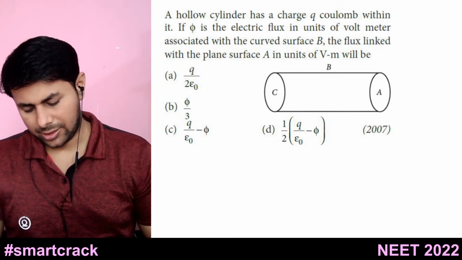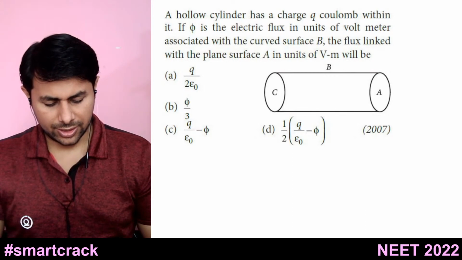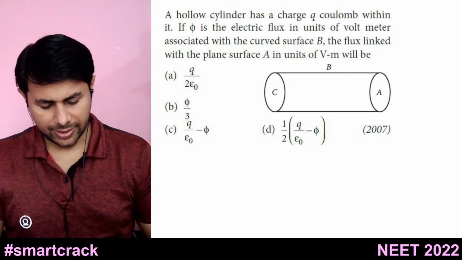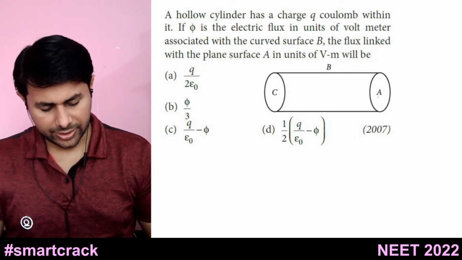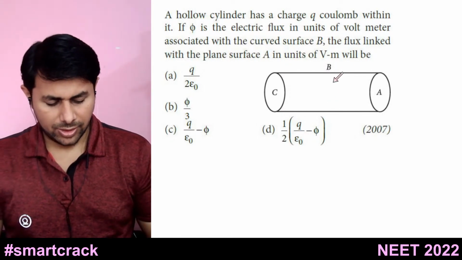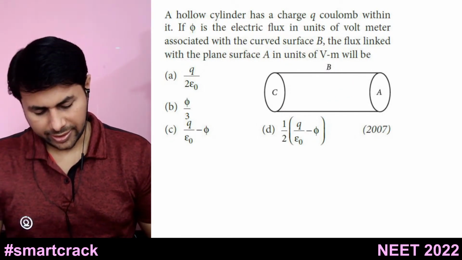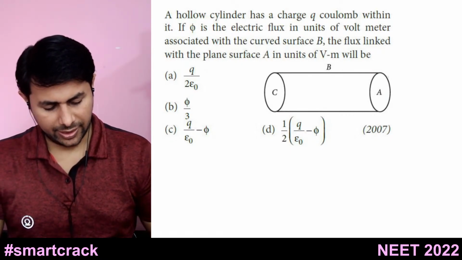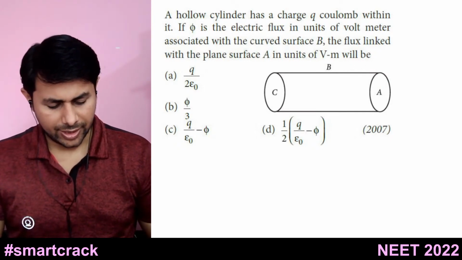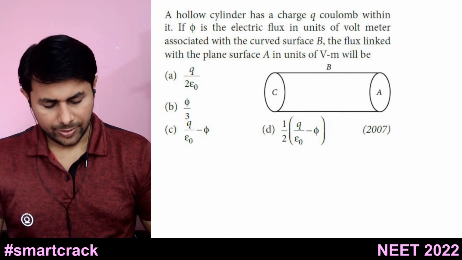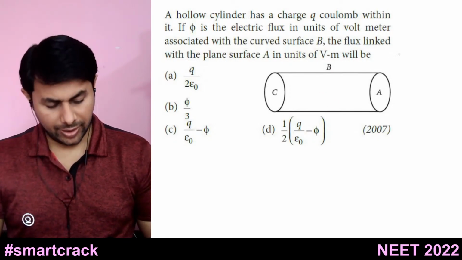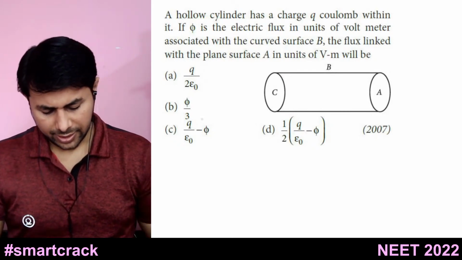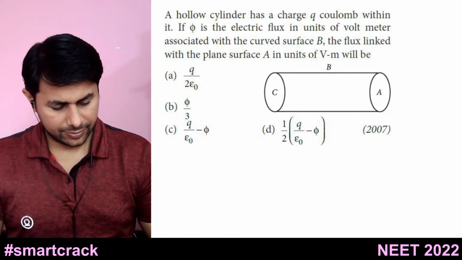The next question is: a hollow cylinder has a charge q coulomb within it. If phi is the electric flux in units of volt-meter associated with the curved surface, the flux linked with the plane surface A, in units of volt-meter, will be? So flux through the curved surface is given as phi. Flux through this part is asked. Yes, there is q upon epsilon naught in the answer.